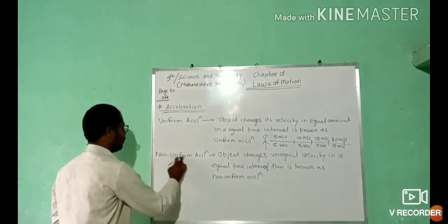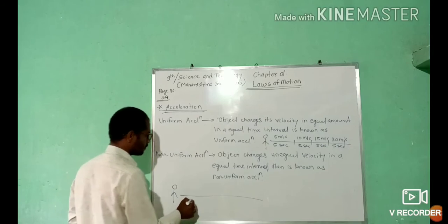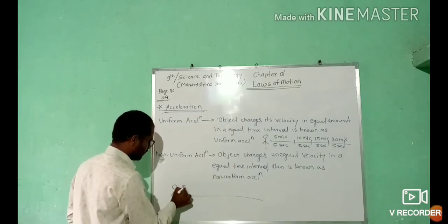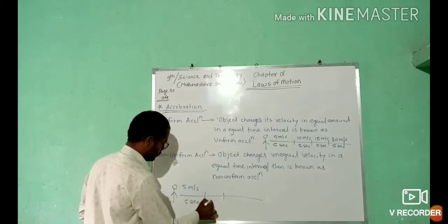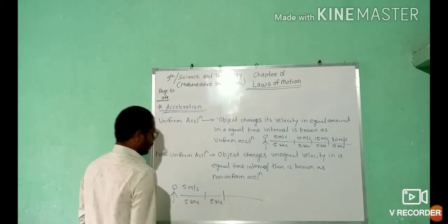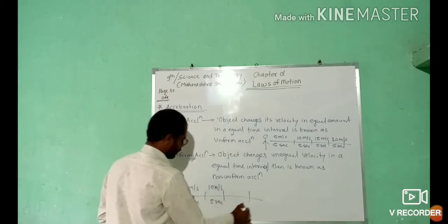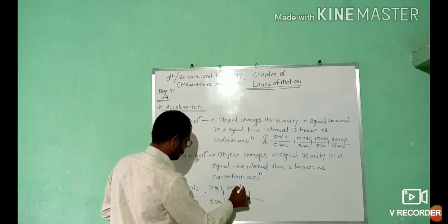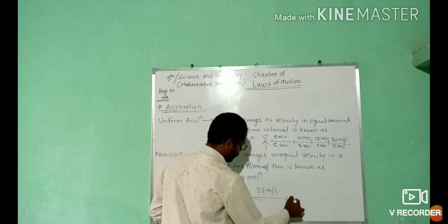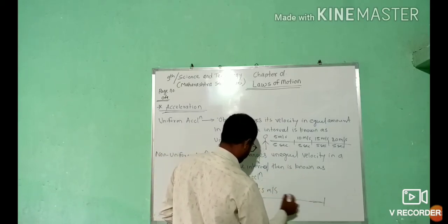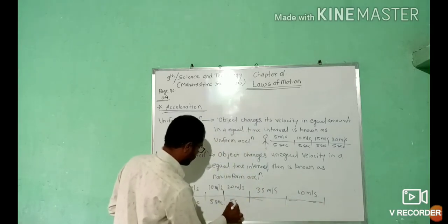Now for non-uniform motion or non-uniform acceleration, suppose an object is moving with 5 meter per second for the first 5 seconds, then he has 10 meter per second, then he has 20 meter per second, then he has 35 meter per second, then he has a speed of, suppose, 40 meter per second, for each 5 seconds.